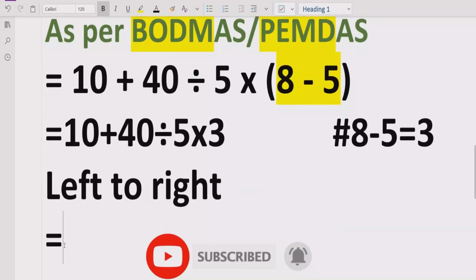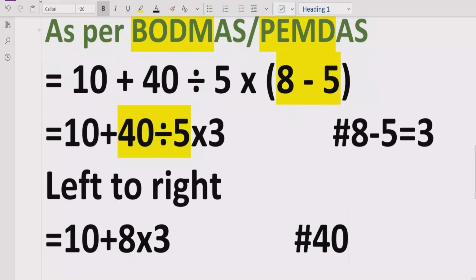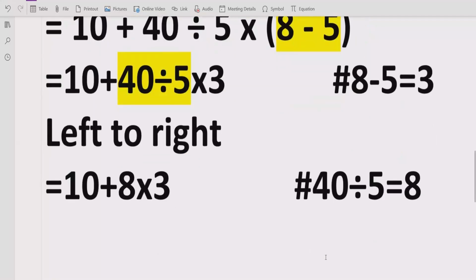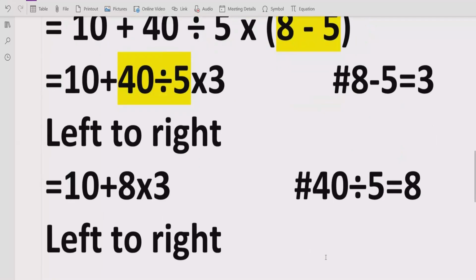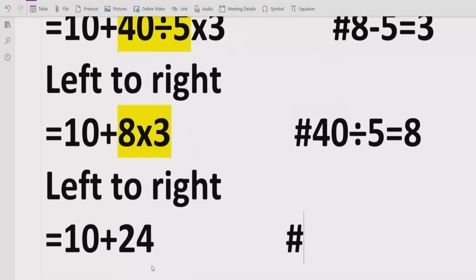which is coming first. So now we have 10 plus 40 divided by 5. We have to solve this part, 40 divided by 5. So we will divide these terms and get the answer 8, multiplied by 3. And here we have to give the reference 40 divided by 5 equals 8. Now move forward. Again, we have to go left to right and find out which is coming. So now we have 8 multiplied by 3. In 10 plus 8 multiplied by 3, 8 multiplied by 3 equals 24. And here we give the reference 8 multiplied by 3 equals 24.